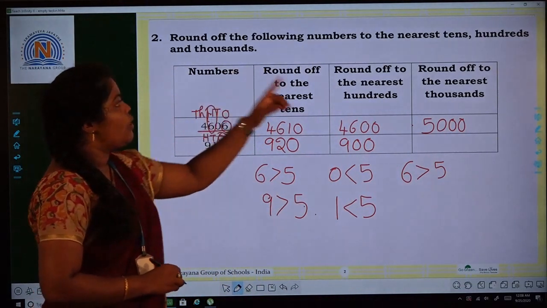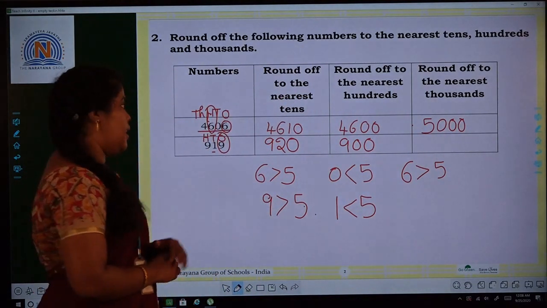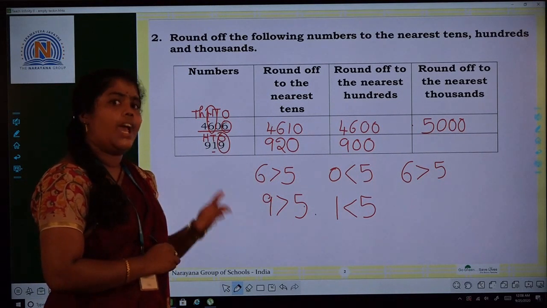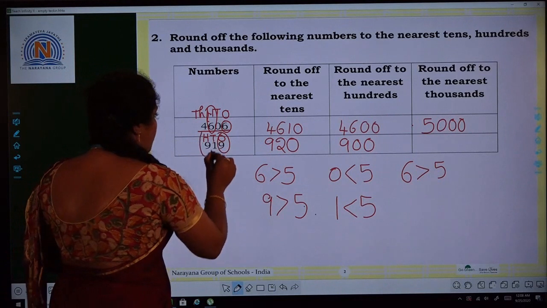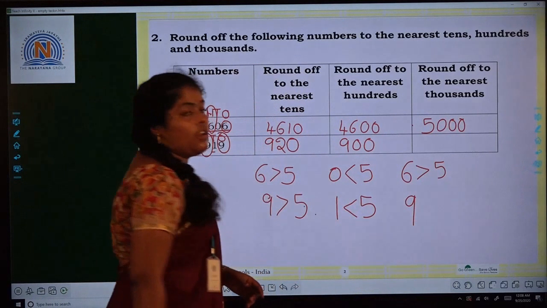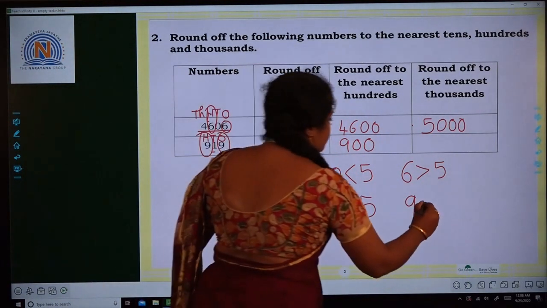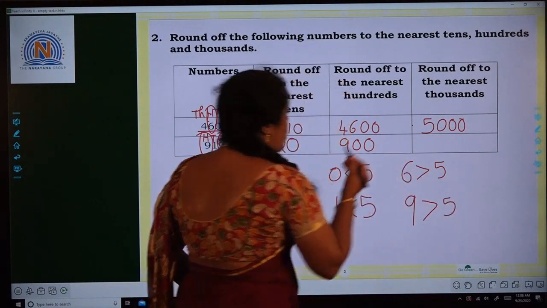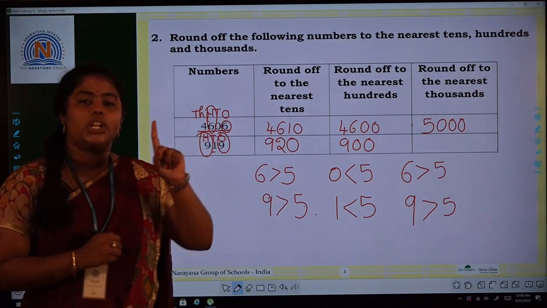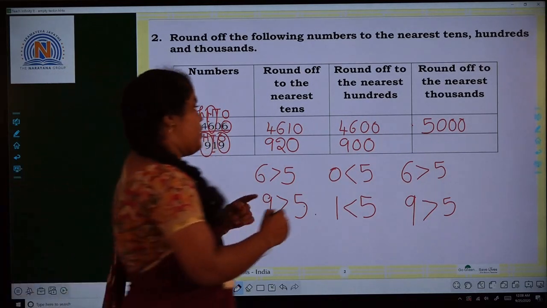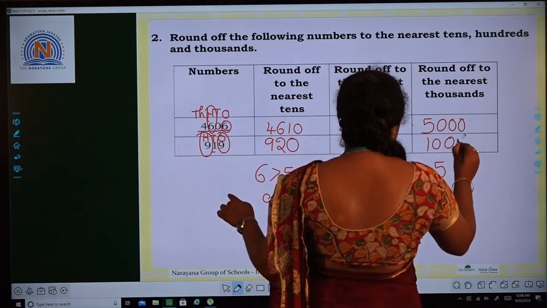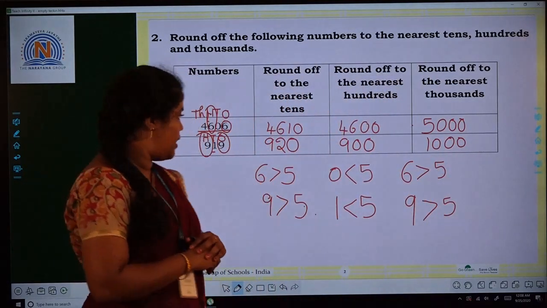Next, moving on to rounding to the nearest thousand. So we have to see the place before the thousands place. What is the place before thousands? The hundreds place. So we have to see the hundreds place. In the hundreds place the digit is 9. It is greater than 5. So the thousands digit will increase by 1. Here the digit is 1, it increases by 1 and makes 2. The remaining 3 places you have to write zeros. It is the nearest thousand.